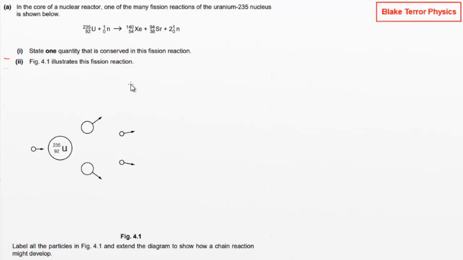Right, the third one will be the last one we look at in this little set. In the core of a nuclear reactor, one of the many fission reactions of the uranium-235 nucleus, so again this is our induced fission, state one quantity that's conserved. Well, I only want one quantity. You can have everything: nucleon number, charge, lepton number, baryon number, energy, momentum. So let's go with nucleon number.